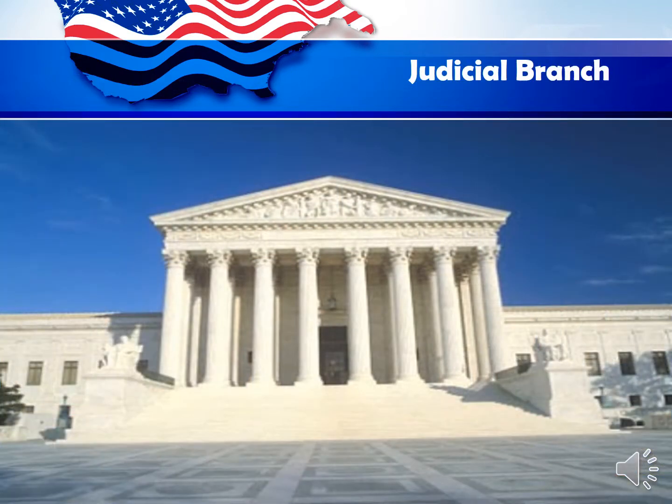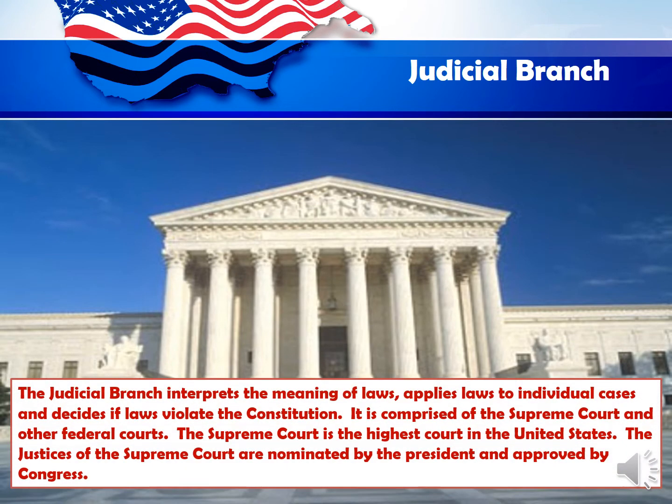And the final branch of government is the judicial branch. The judicial branch interprets the meaning of laws, applies laws to individual cases, and decides if laws violate the Constitution. It is comprised of the Supreme Court and other federal courts. The Supreme Court is the highest court in the United States. The justices of the Supreme Court are nominated by the President and approved by Congress. Did you know that there have been as few as 6 and as many as 9 justices at one time? A federal Supreme Court judge can only be removed from their position by retirement, death, or by impeachment. So this is a lifetime appointment in the Supreme Court. And the building you're seeing is the Supreme Court in Washington, D.C.